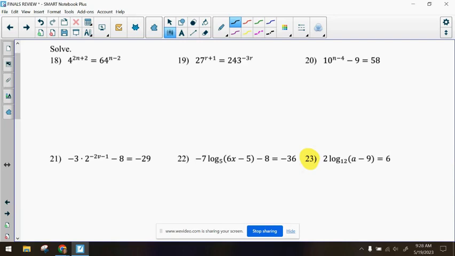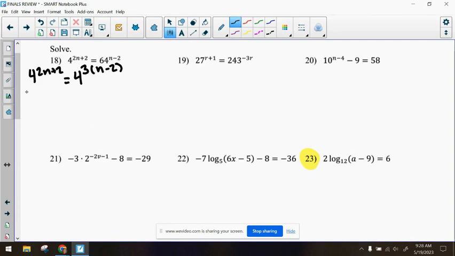My goal when I solve by getting like bases is to get like bases so that I can then set my exponents equal. So I can make 64 be base 4. So if I have 4 to the 2n plus 2, I'm going to change 64 to be 4 to the third, because 4 to the third is equal to 64. And then n minus 2, I'm going to put up there in parentheses.